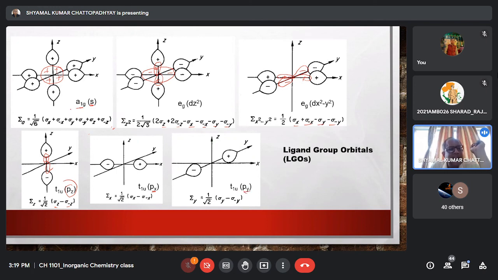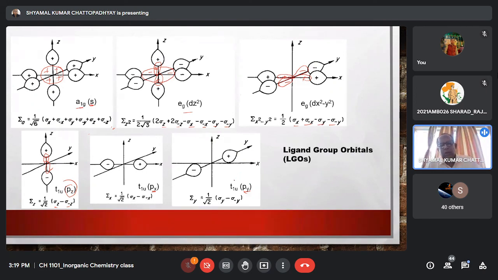So we find there are 6 ligand group orbitals which are mathematically produced, and out of these 6, 2 ligand group orbitals are suitable for overlapping with the so-called EG orbitals of the metal, which are dz square and dx square minus y square orbitals. One ligand group orbital is suitable for overlap with the s orbital of the metal, and 3 other ligand group orbitals are suitable for overlap with the pz, px, and py orbitals.